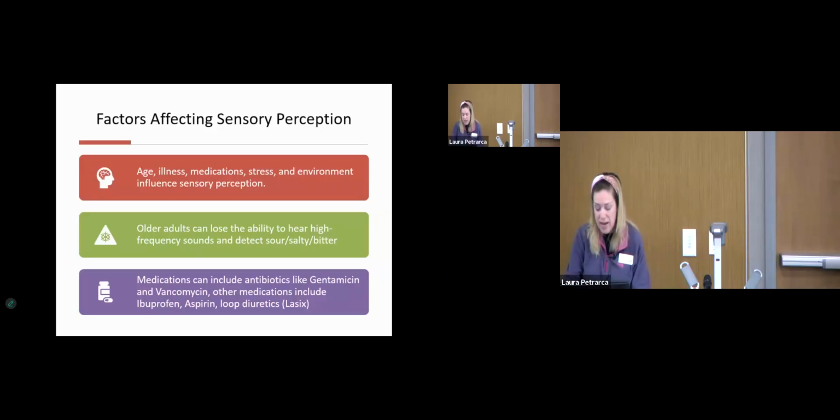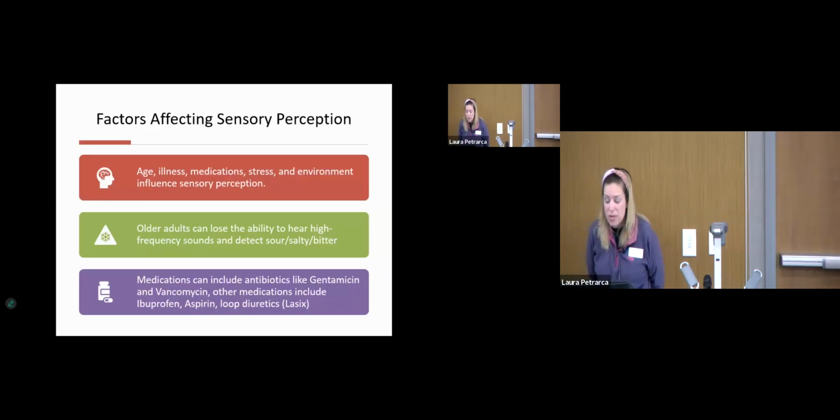So some factors that affect sensory perception: age. Older adults have a slower response time or difficulty filtering noise. Illness, such as diabetes, that causes neuropathy. Medications, which we'll talk about in a second, that cause ototoxicity. Stress, and the environment in the hospital setting. All of these influence sensory perception.